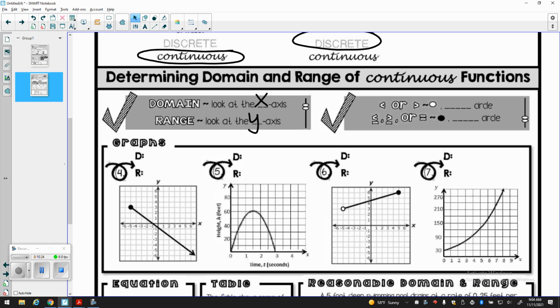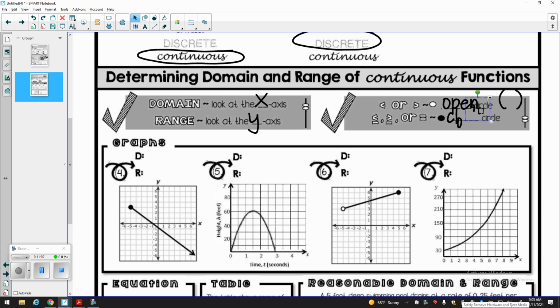Now, if you have an open circle, do you see the difference between these two? This is what we call an open circle. That is going to be a set of parentheses. And we're also going to include something else besides just an open circle. If you also have arrows, we'll talk about that in a second. Don't worry about that. If you have a closed circle, we are going to use brackets. If you have an open circle, it's going to take parentheses. Closed circle is going to take brackets.